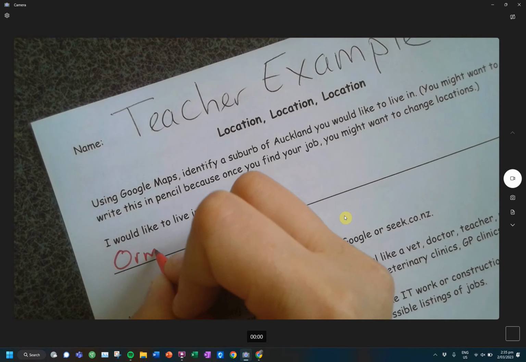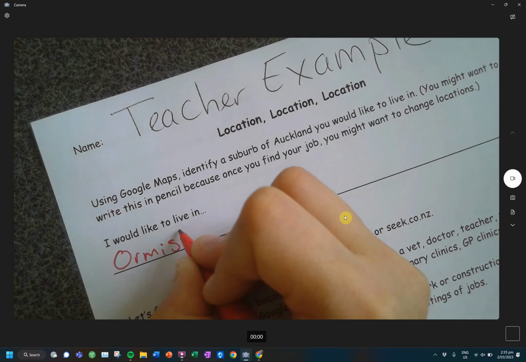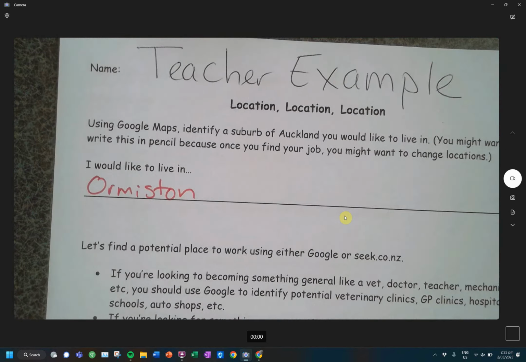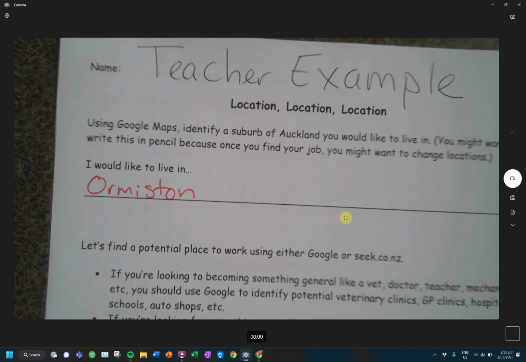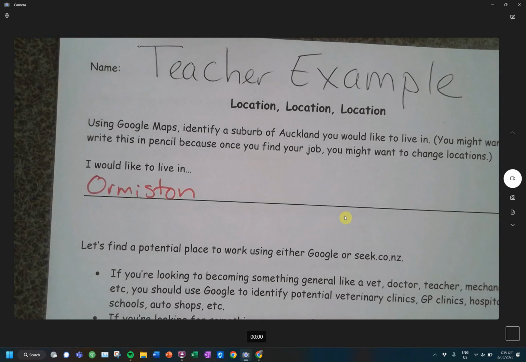Well, that's where Rachel is. O-R-M-I. So that is where I would like to live once my house is built. Ormiston, yes. Where's Ormiston though? It's eastish. It's near Flatbush. Okay, fine. All right.